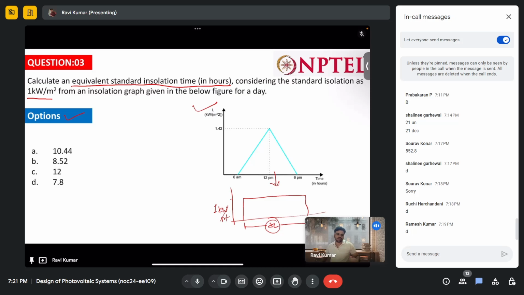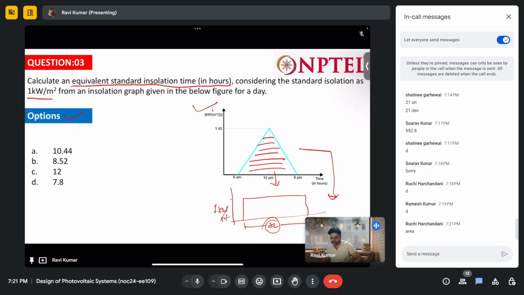Very simple problem. I don't know what issue you are getting here. What should remain the same between these two pictures? It should be the area. The area under this curve and the area under this curve should be the same. Now at least calculate. Okay, Mayur said 8.52. Ruchi said area, absolutely right.